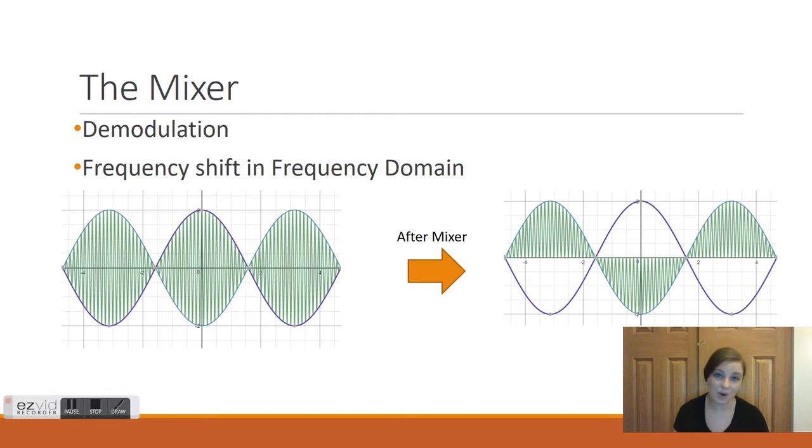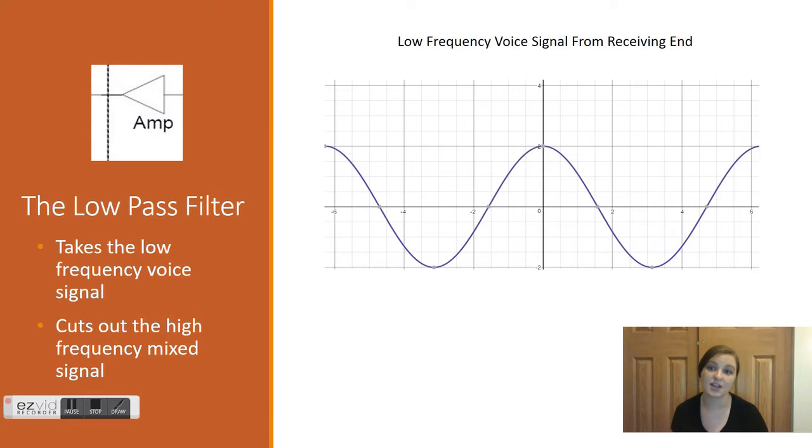So we cut out part of the high frequency section. Now, as you can see after the mixer, we have less of those high frequencies, and now we only want to look at the low frequency signal that makes the envelope for it. This is why we're going to next go to the low pass filter.